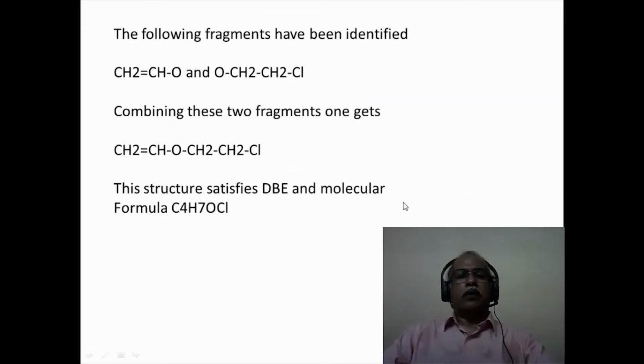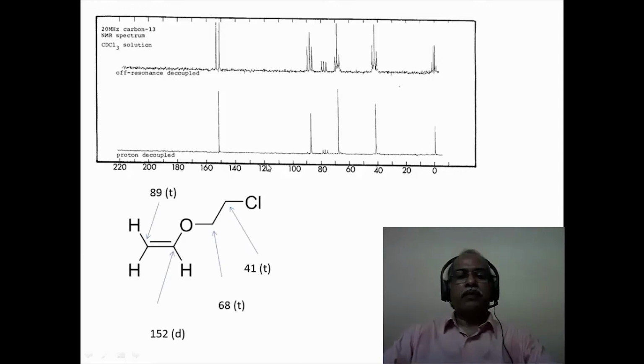Now putting all these fragments together, we have evidence for the vinyl ether fragment from the mass spectrometry as well as from the proton NMR spectrometry. We have evidence for the CH2Cl from the proton NMR spectroscopy. If we combine these two together, it satisfies the molecular formula as well as the double bond equivalence of the unsaturation in this particular system. So the compound is a vinyl chloroethyl ether is what we are talking about in terms of the structure of this particular compound. Let us see if it also satisfies the carbon-13 data that is given.